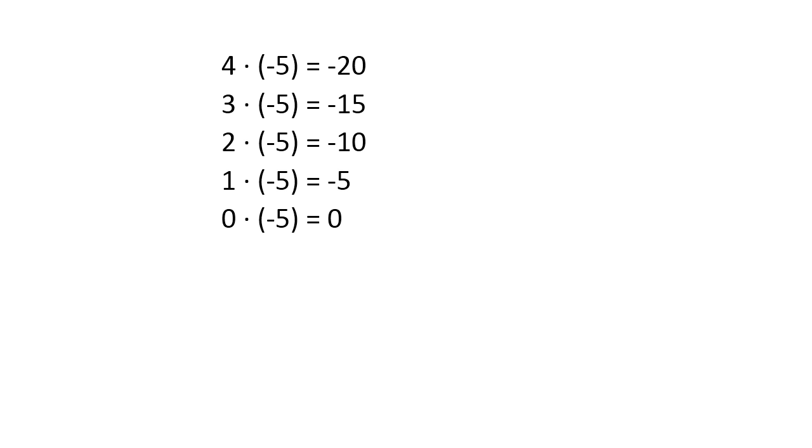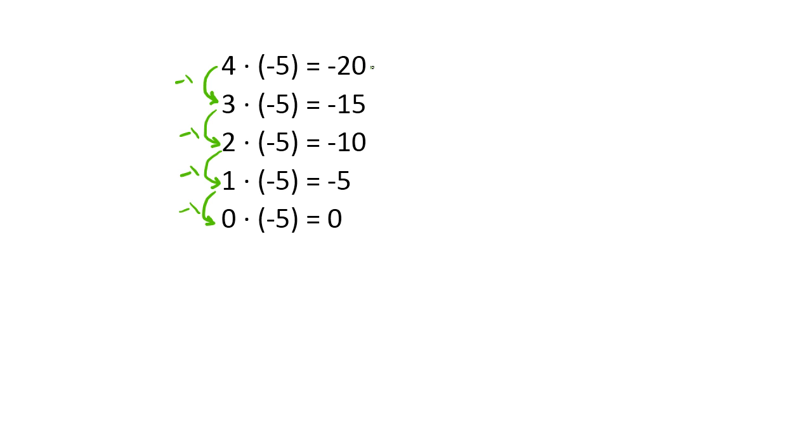So now I want to look again at these products and see if we can establish a pattern that will help us continue studying this. So notice what's happening to the first number. To get from 4 to 3, I subtract 1. To get from 3 to 2, I go down by 1 again. To get from 2 to 1, I go down by 1 again, and the same here. So I'm subtracting 1, or going down by 1, each time.